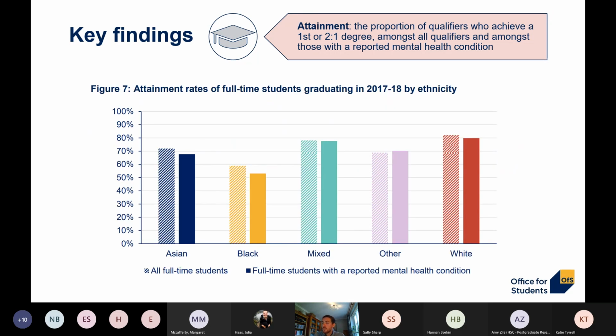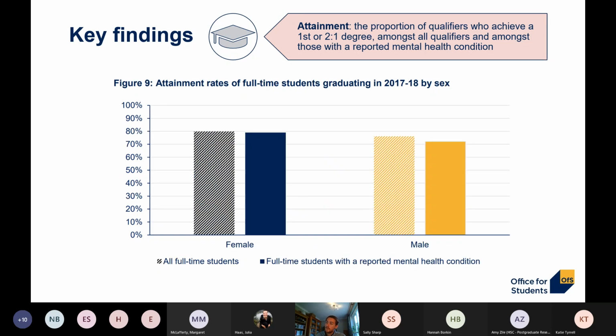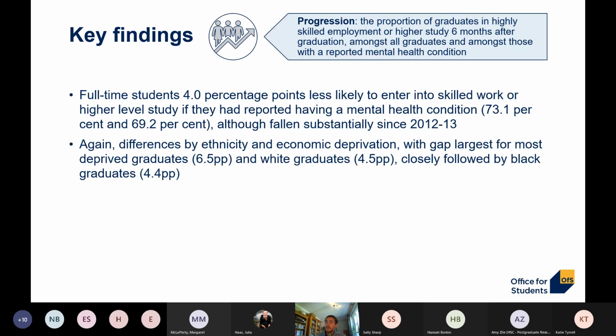And that's what these charts are showing you here. And in fact, you can also note that for all Black students, the attainment rates are already lower. And obviously that's a separate issue, but it appears to be compounded by that group having reported mental health conditions as well. And this is the gap by sex, which you can see is substantially larger for male students. And this is the final measure to look at.